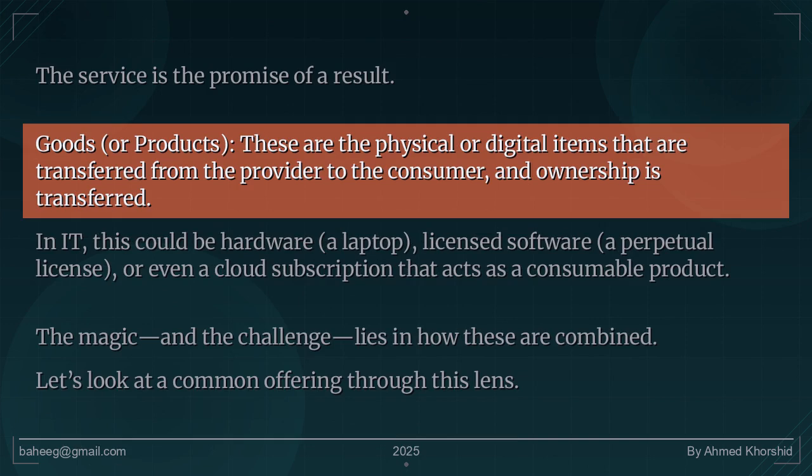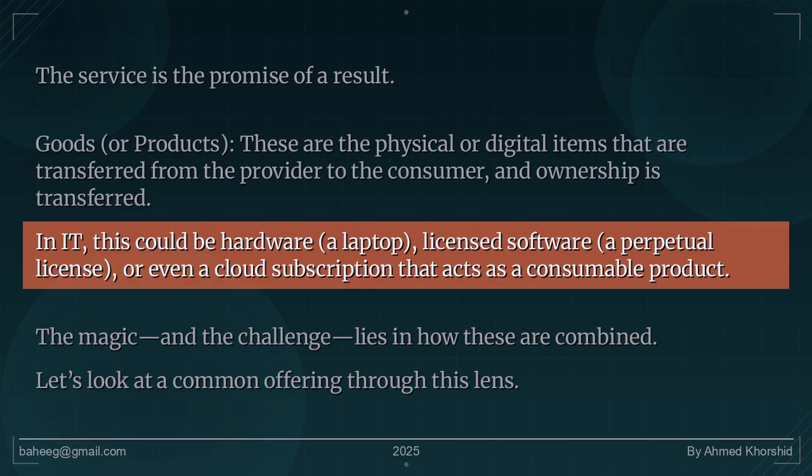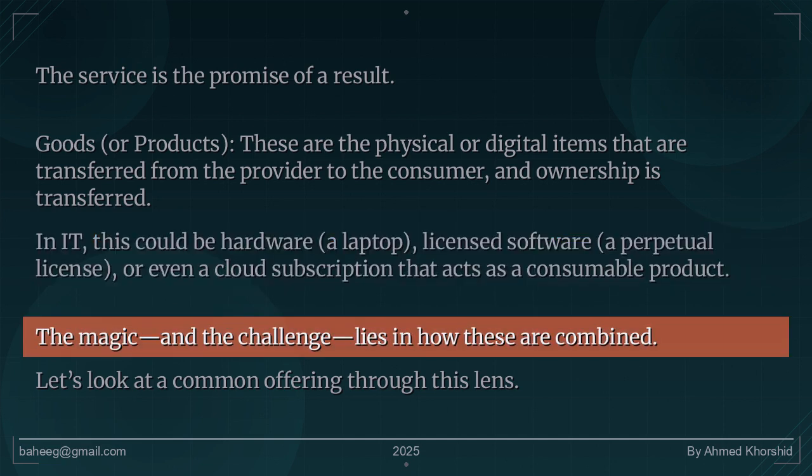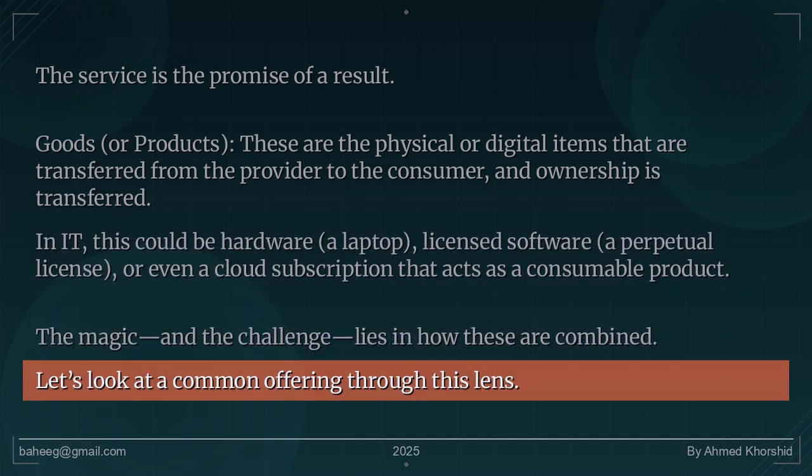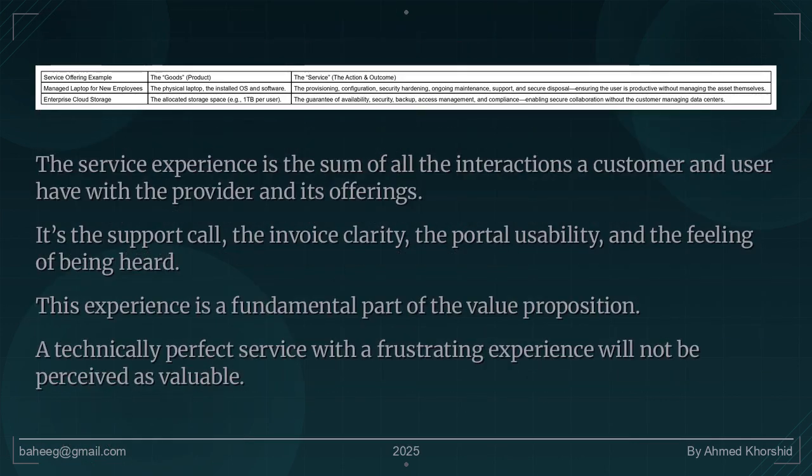Goods, or products. These are the physical or digital items that are transferred from the provider to the consumer, and ownership is transferred. In IT, this could be hardware, a laptop, licensed software, a perpetual license, or even a cloud subscription that acts as a consumable product. The magic and the challenge lies in how these are combined. Let's look at a common offering through this lens. Service offering example: the goods, product, the service, the action and outcome.